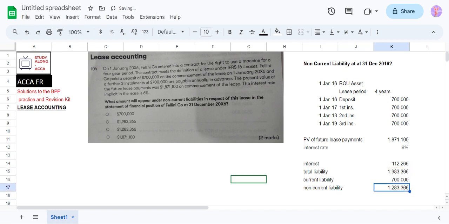So we will deduct the 700,000 that we are going to pay within 12 months from 1,983,366. So this should be our answer, 1,283,366, which we will pay after 12 months.